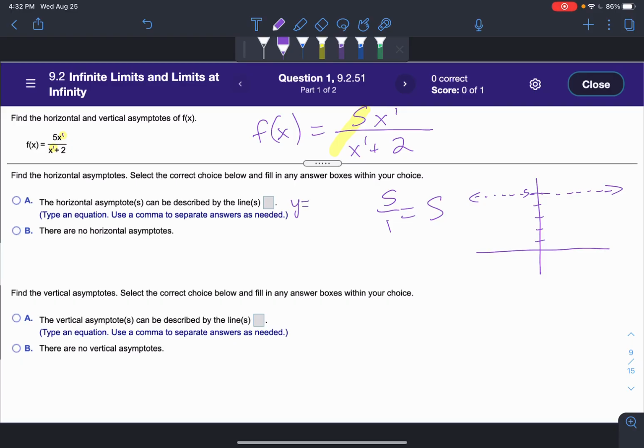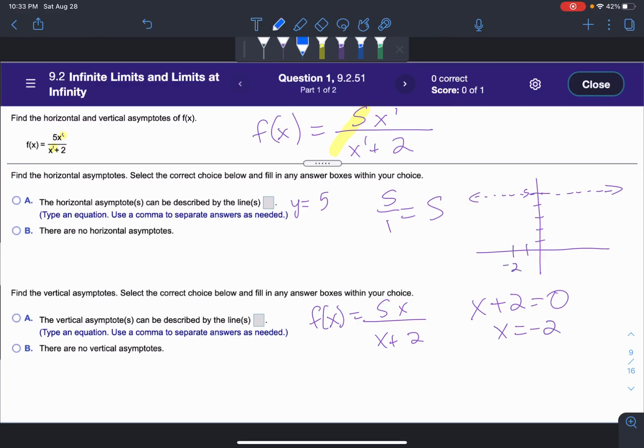Now let's look at the vertical asymptotes. For vertical asymptotes, you have to think to yourself, can the denominator of this rational function ever be 0? So all you have to do is solve where the denominator is equal to 0. And so we find that x equals negative 1. So graphically, we have this vertical asymptote here. And our answer is x equals negative 1.